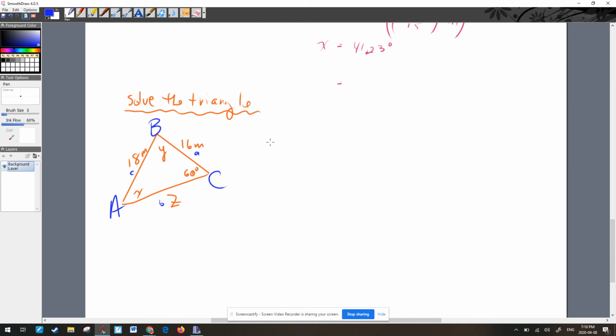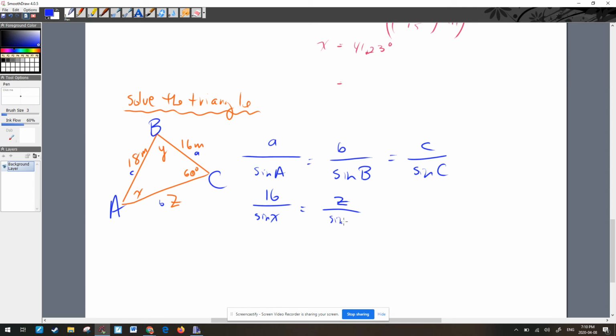So imagine that I write it like this. So imagine I said, okay, it's going to be a over sine A equals b over sine B equals c over the sine of C. And then we fill everything in. So a, well, that's 16 over the sine of X, equals b, well, b is Z over the sine of Y, equals c, lowercase c, well, that's 18 over the sine of C, well, that's going to be the sine of 60. It's like, okay, we're good.